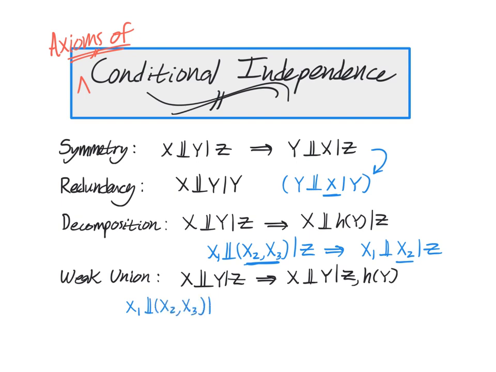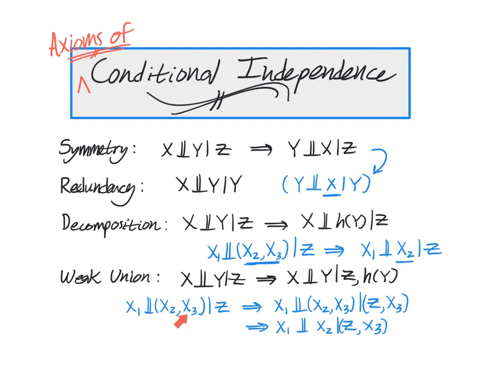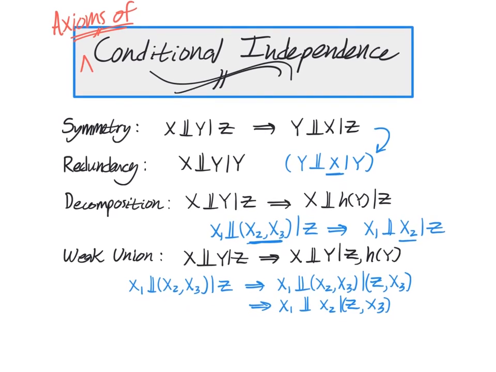Suppose that x1 is independent of x2 and x3 given z. Then, by weak union, x1 is also independent of x2 and x3 given z and x3, since x3 is a function of x2 and x3. Finally, by decomposition, we have that x1 is independent of x2 given z and x3. In effect, we've moved the x3 from the left of the conditioning bar to the right. This is a very common pattern that you'll see in arguments using conditional independence.